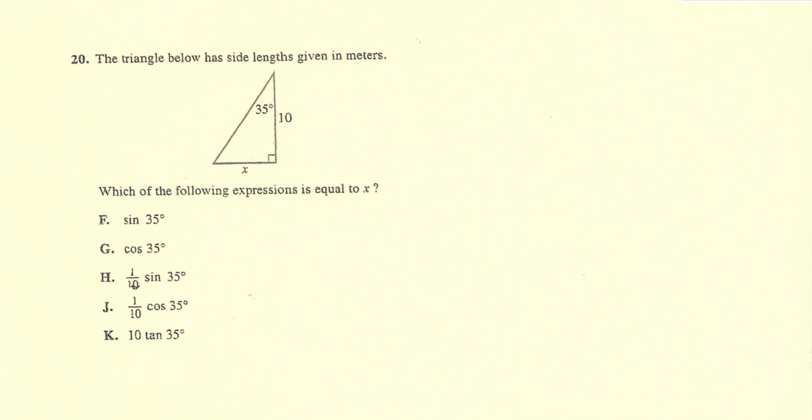Look at number 20. The triangle below has these side lengths. So which of the following is an expression? Okay, here's my angle, 35 degrees. Let's look at the sides that we have, and we'll come over here and write out SOH-CAH-TOA so that we can visually see the ratio words. I've got the opposite because I'm going clear to the opposite side, and this is the adjacent. It's who you're sitting next to.